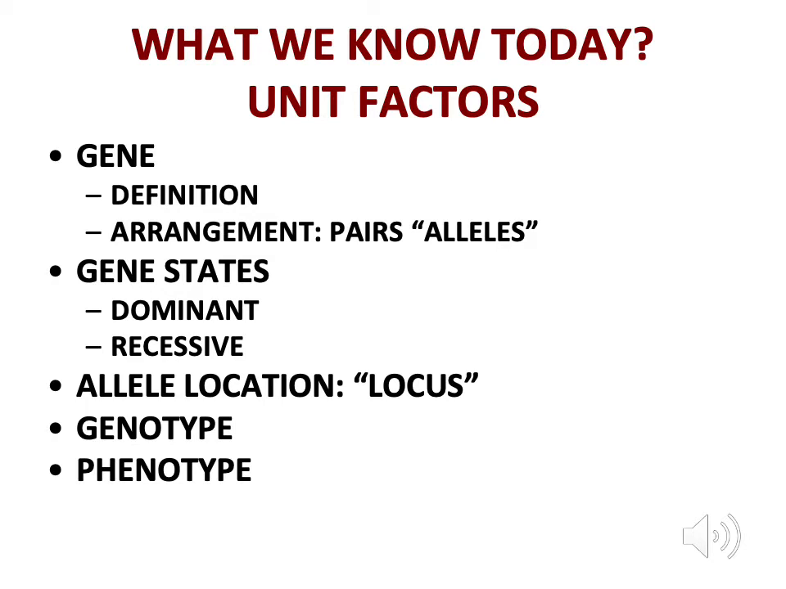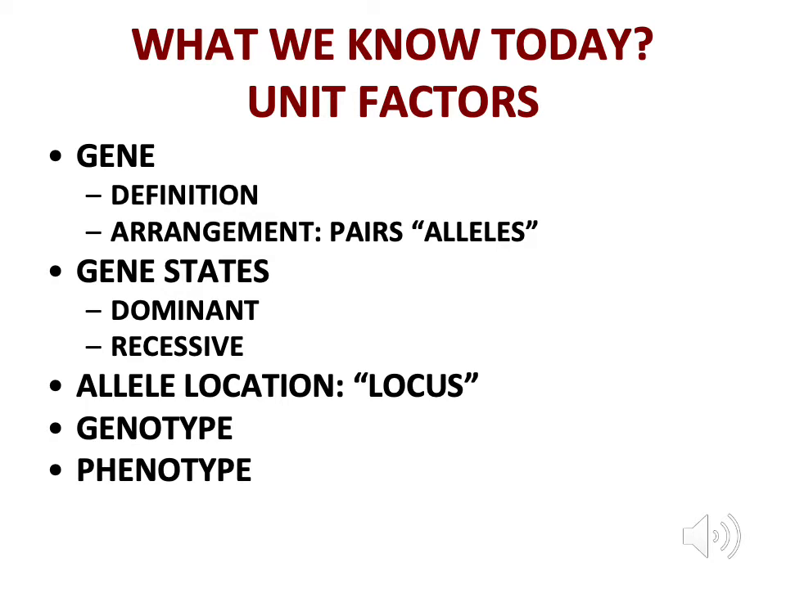For example, talking about eye color, suppose you've inherited a dominant allele from your dad and you have inherited a recessive allele from your mom. You've got one dominant and one recessive. That is your genotype. It's the allele combination you have.